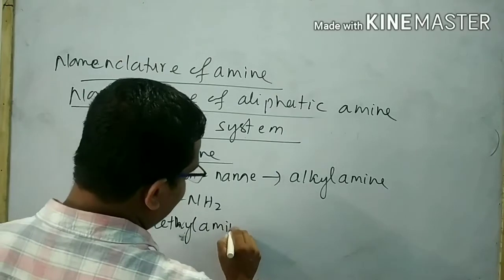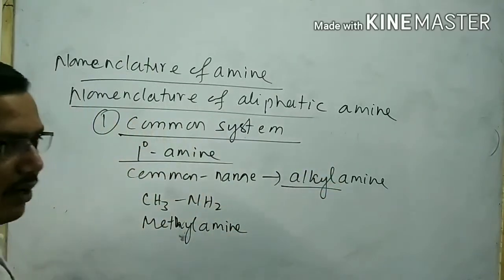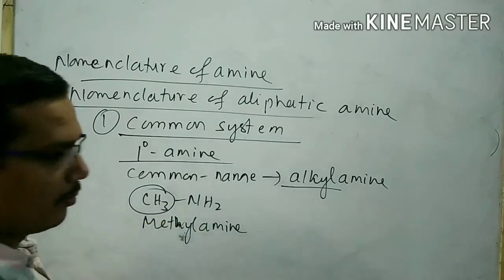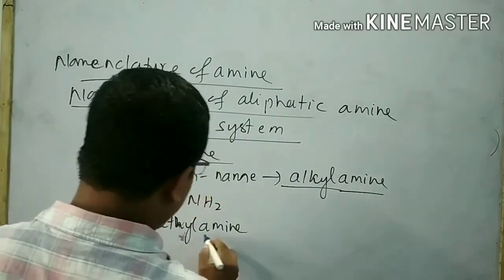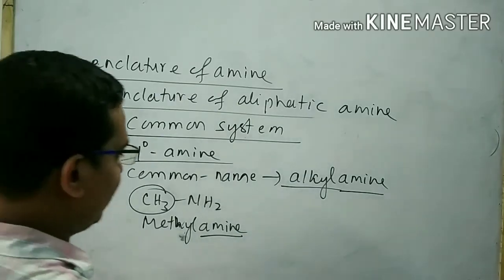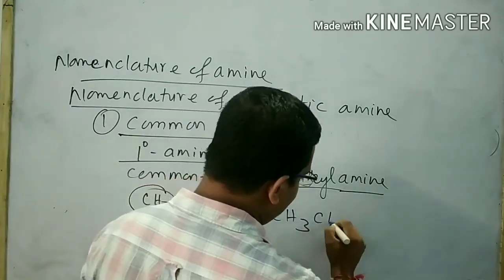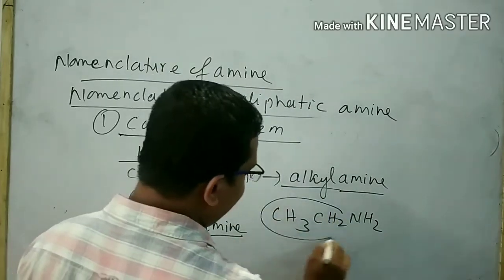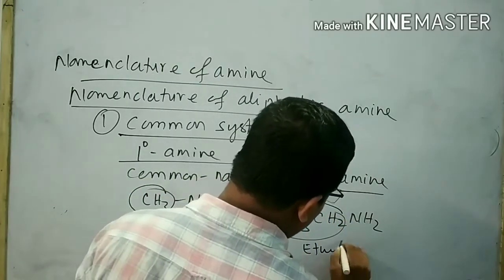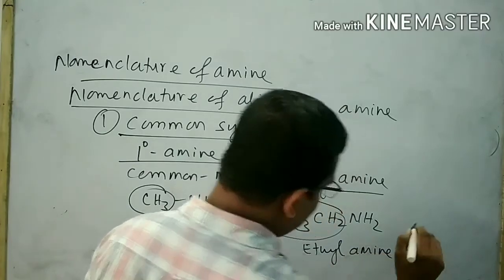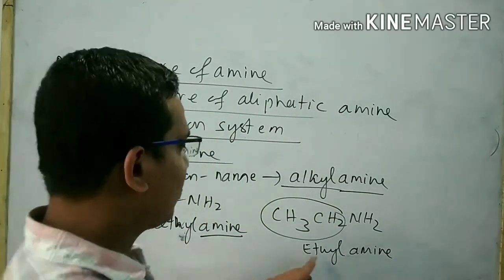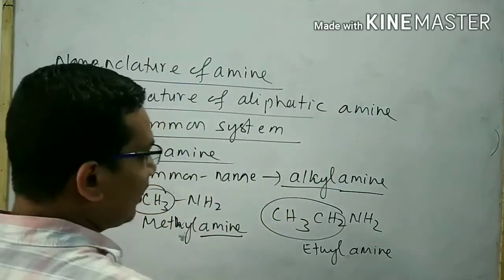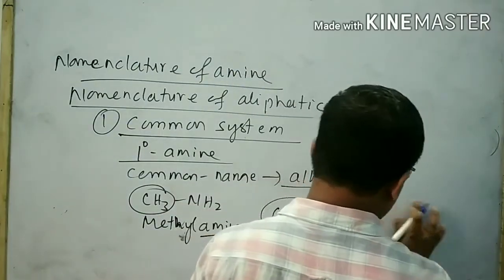Methyl amine. Here the alkyl word is given. So this is said to be methyl and another is amine. This is also amine. What is the name of this compound? CH3CH2NH2. The name of this compound is said to be ethylamine. You can think about this.